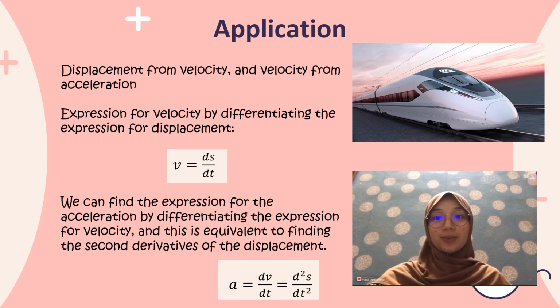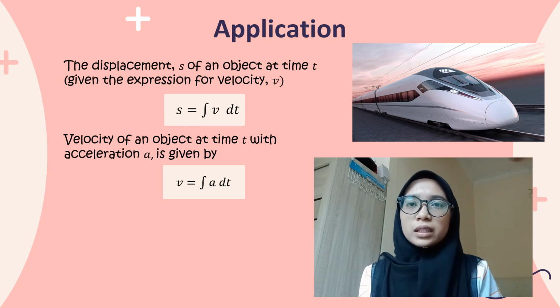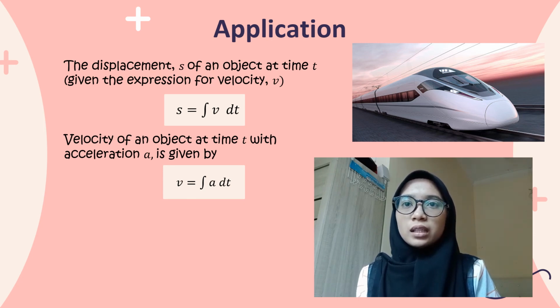The displacement of an object at time t, given the expression for velocity v, is equal to the integral of v dt. The velocity of an object at time t with acceleration a is given by v equal to the integral of a dt.